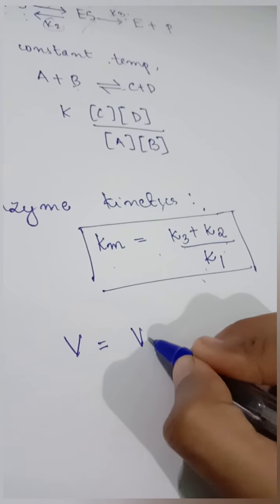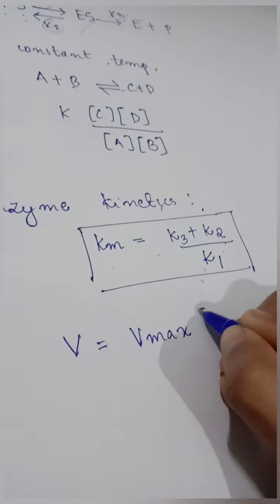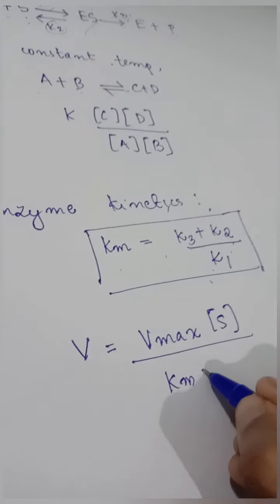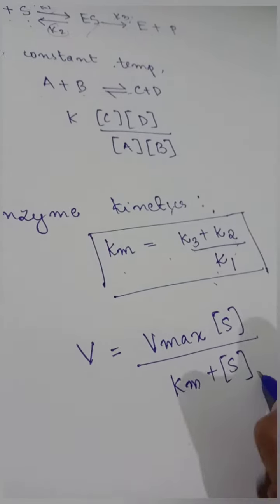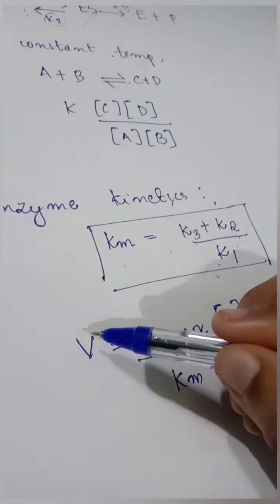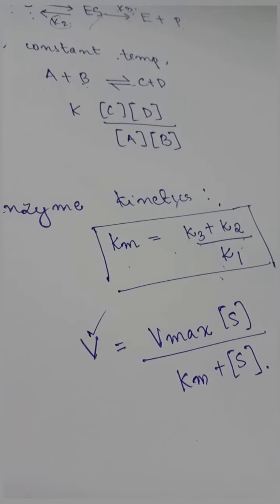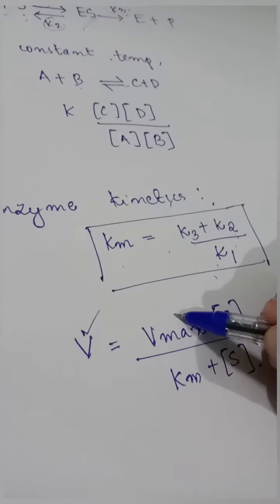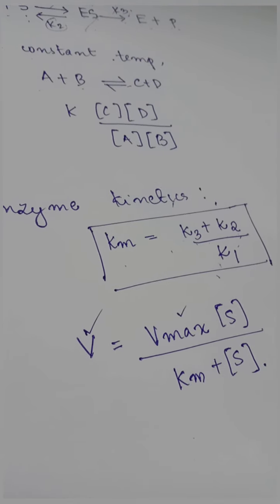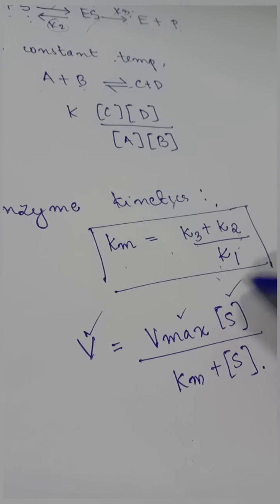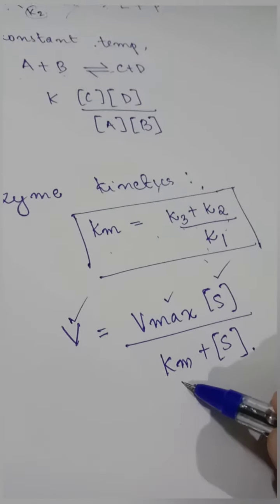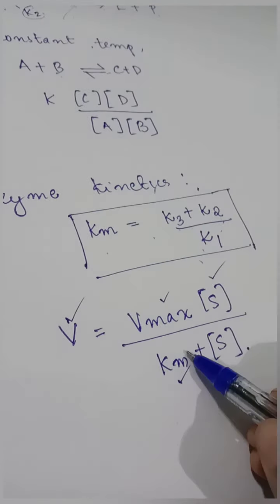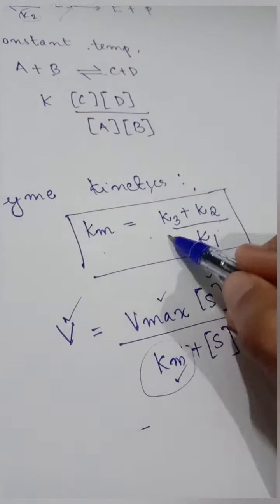Let's discuss another equation: V is equal to Vmax times substrate divided by Km plus substrate. What does V mean? V means measured velocity. Vmax is the maximum velocity, S means substrate concentration, and Km is the Menten constant, the equation for which we have already discussed.